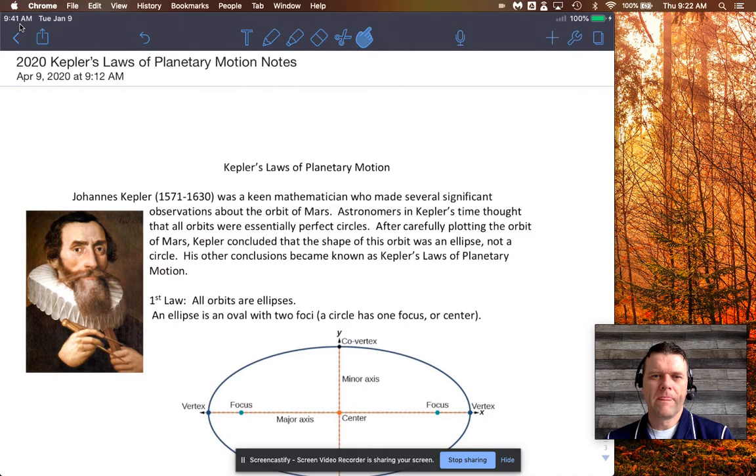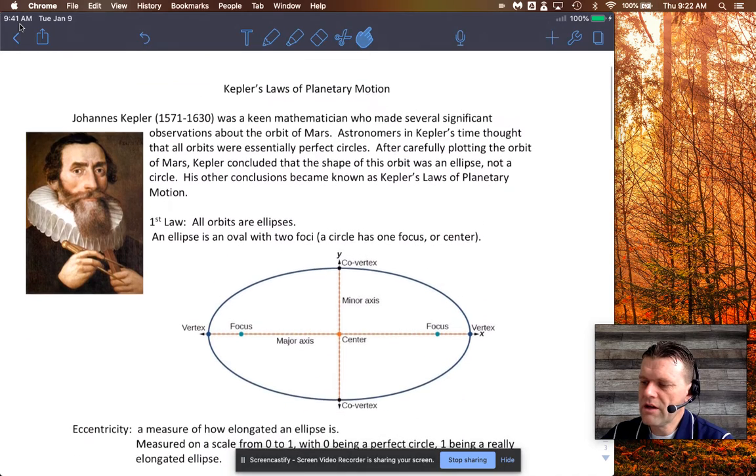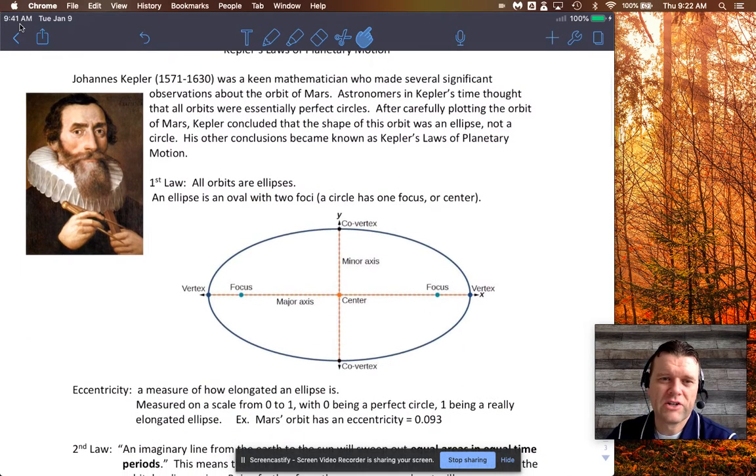He did understand math, though, at his time, and he understood the shape of an ellipse. And what he concluded was that Mars' orbit was actually an ellipse. And so this led to him doing some other observations, but he basically has three laws. You need to know all three of them, and I'm going to go through them with you right now. So the first one is that all orbits are actually ellipses, not circles.